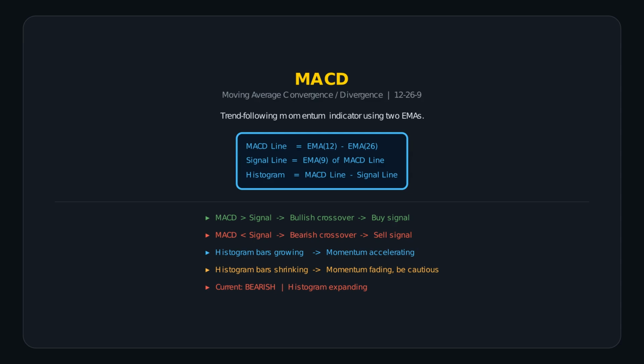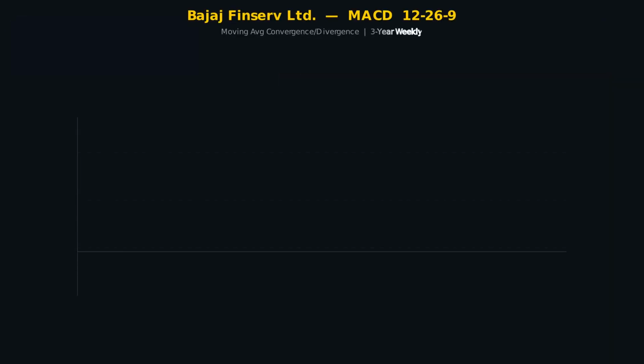When bars are growing, momentum is accelerating. When bars are shrinking, momentum is fading. Crossover points often mark major turning points in the trend. Here is the MACD chart for Bajaj Finserv Ltd.